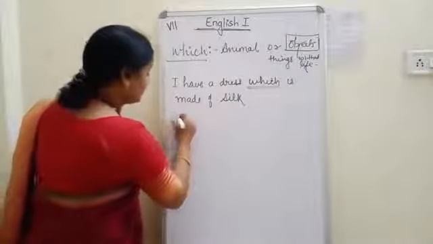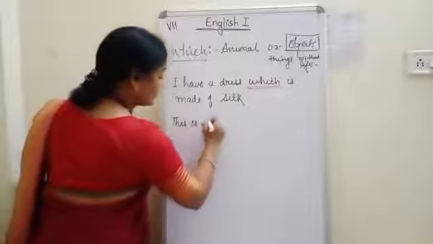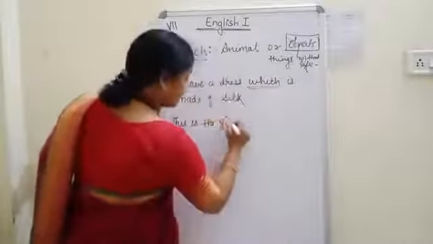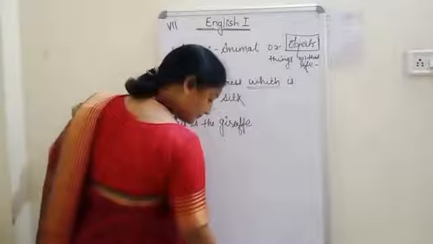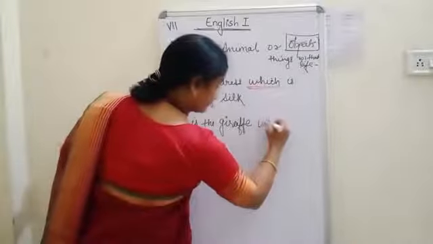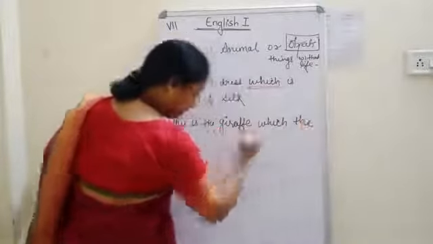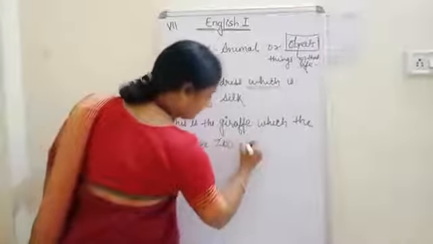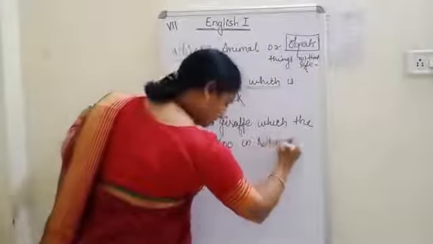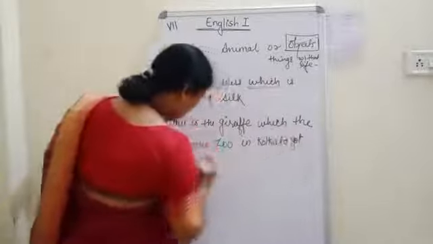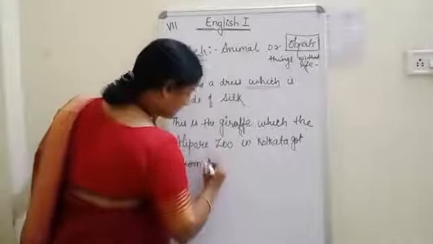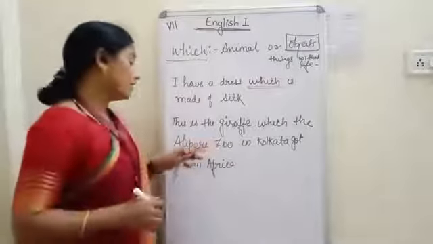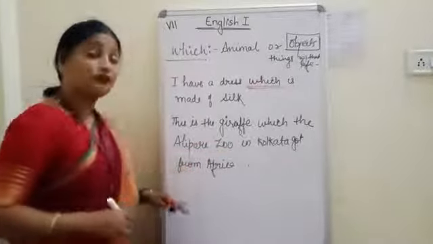Now, one more example. This is the giraffe which the Alipur Zoo in Kolkata got from Africa. This is the giraffe which the Alipur Zoo in Kolkata got from Africa.